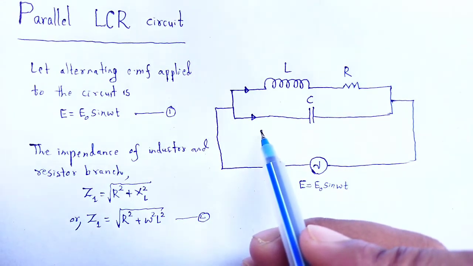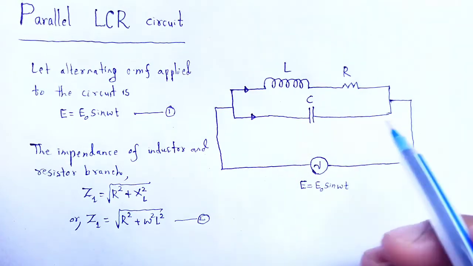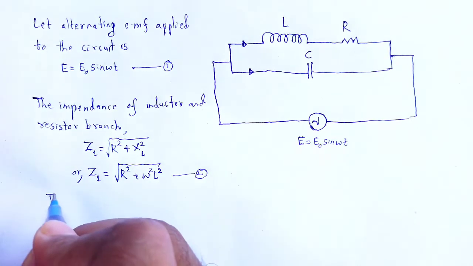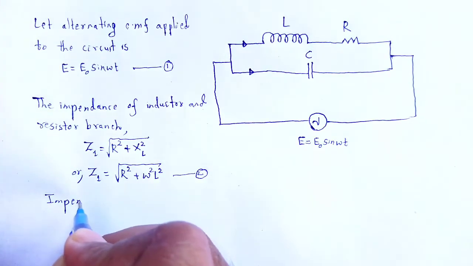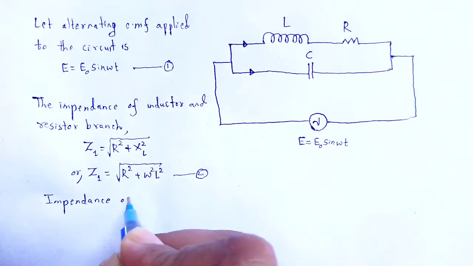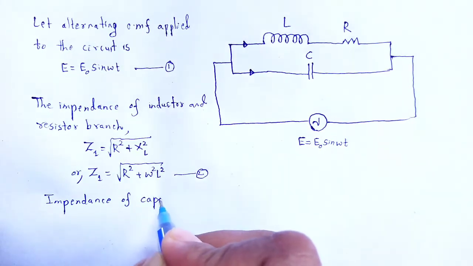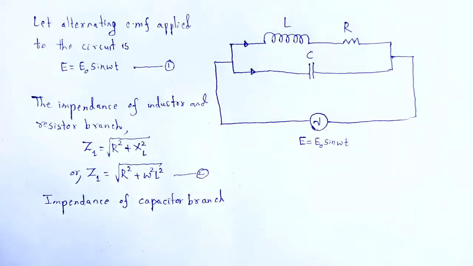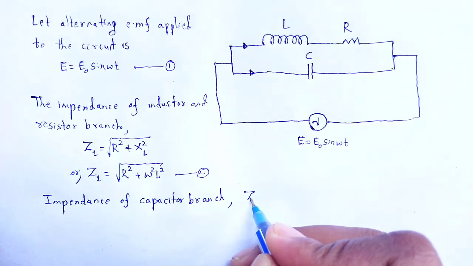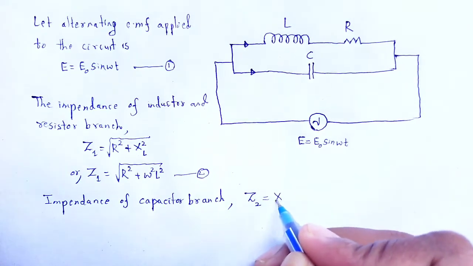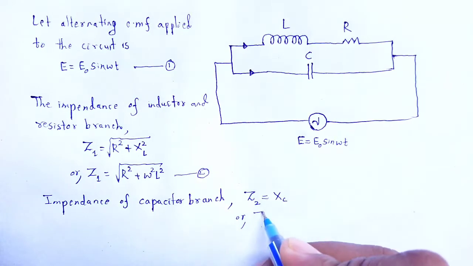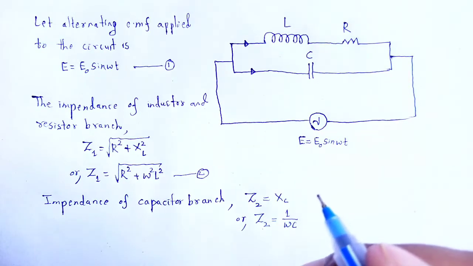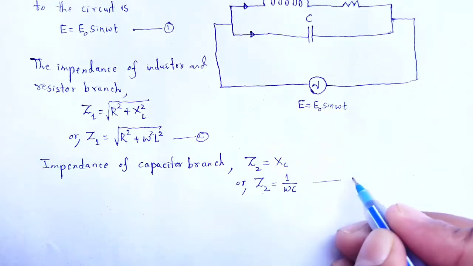Again, the impedance of the capacitor branch, Z2, is equal to Xc, or Z2 is equal to 1 by omega C. Equation number 3.